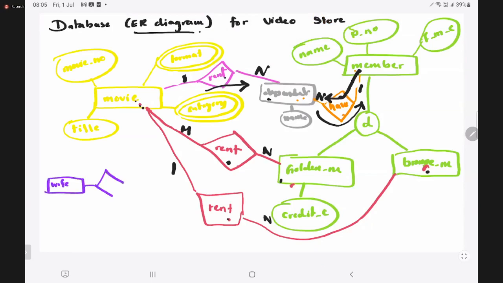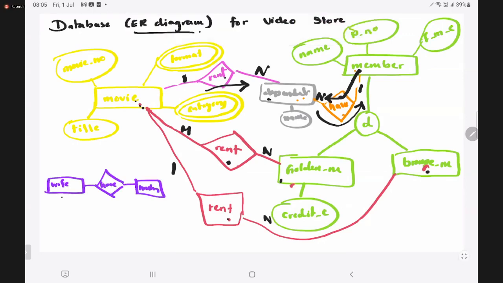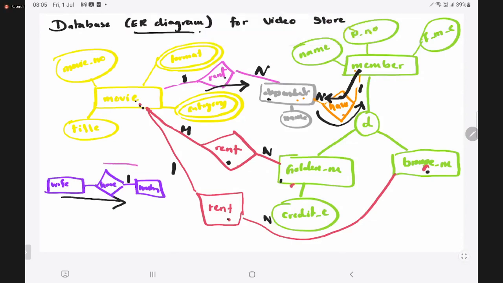Wife have husband. One wife has one husband. The other side, one husband can have only one wife. One wife only has one husband. One husband can have only one wife.